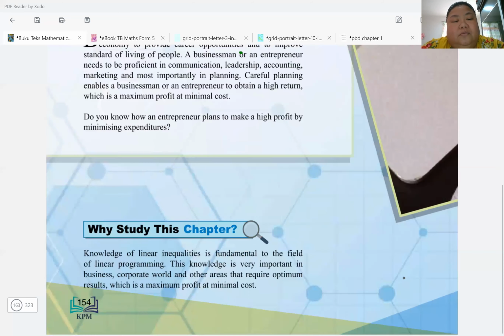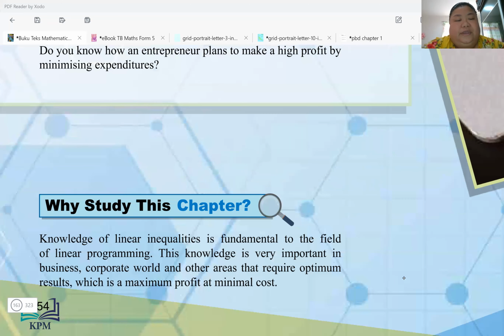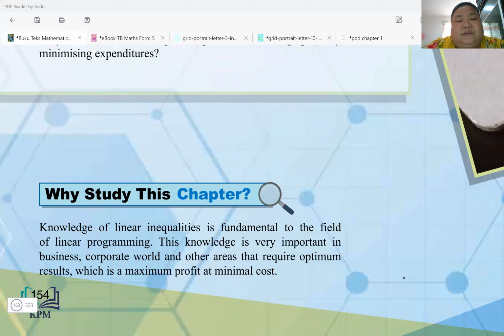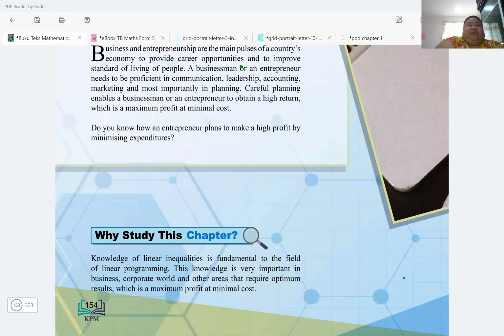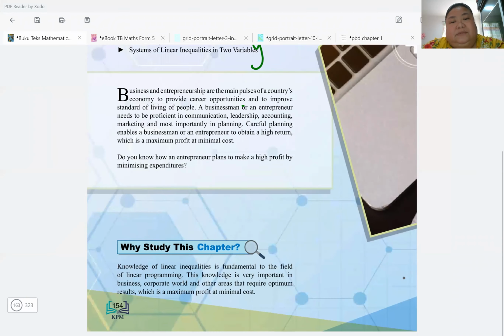So why do we study this chapter? The knowledge of linear inequality is fundamental to the field of linear programming. This knowledge is very important in business, the corporate world, and other areas that require optimum results, which is maximum profit at minimal cost. It is very useful if you are in the business line or maybe the engineering line, so you have to know this. We will go deeper into maximum profit and minimum cost towards the end of the chapter.